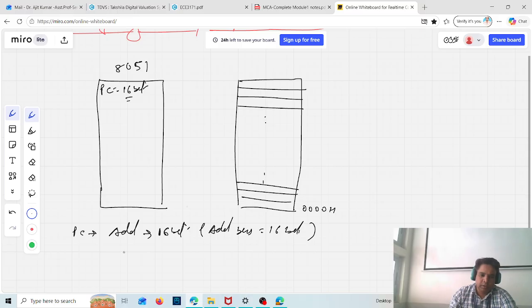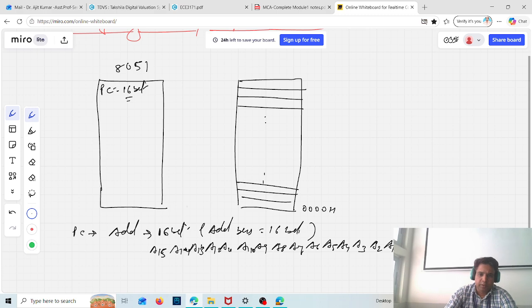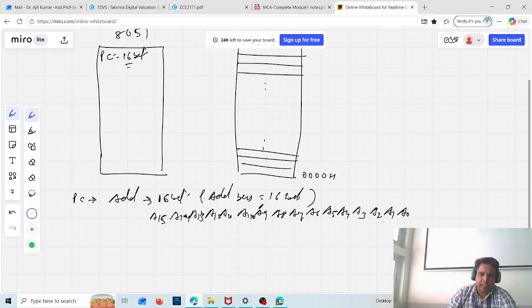Now let us designate the address bus as A0, A1, A2, A3, A4, A5, A6, A7, A8, A9, A10, A11, A12, A13, A14, and A15, because it starts from A0 so it goes up to the last bit, A15. So these are the address lines, or you can say address bits.